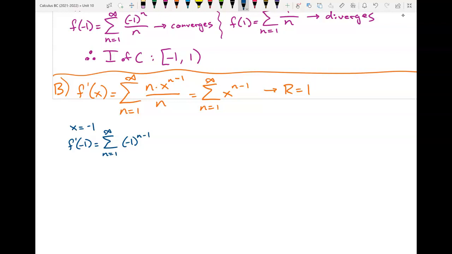Well, that is just an alternating series where we are going 1 minus 1 plus 1 minus 1 and so forth. So that diverges.